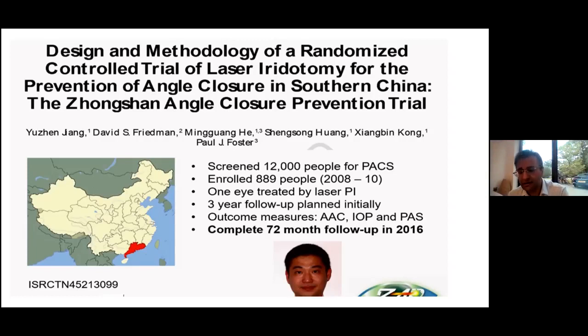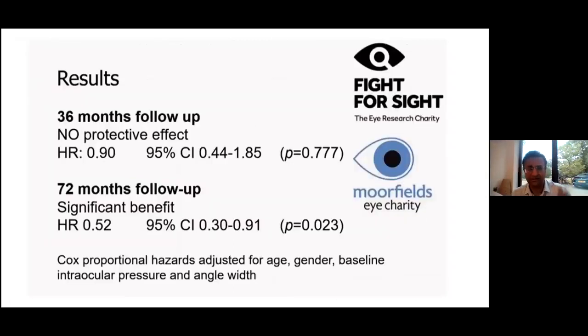So the trial was initially meant to run for 3 years. So after 3 years, the results came, and believe what really happened. There was no protective effect, zero, no protective effect of YAG PI in the narrow angle group in the eyes which received YAG PI as compared to the control.